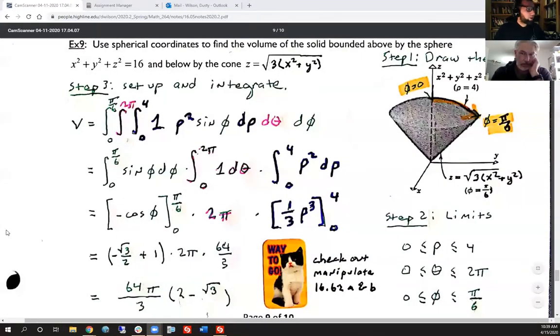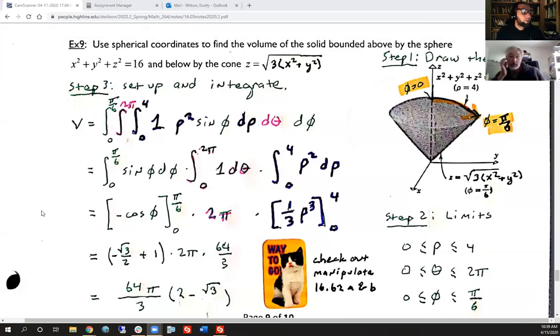So our question we're going to look at is the following. Use spherical coordinates to find the volume of the solid bounded above by the sphere x squared plus y squared plus z squared equals 16, and below by the cone z equals square root of 3 times the quantity x squared plus y squared. Conveniently enough, we have this picture, and it's of kind of this ice cream cone type of shape. It's a little bit not to scale because I had to modify it from the picture I was given.